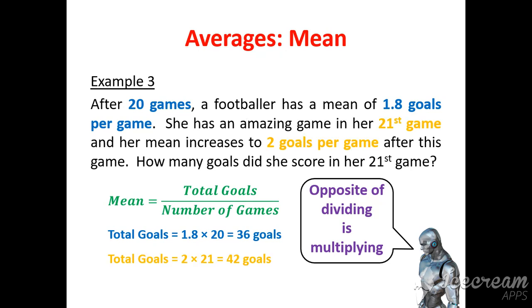If we were to repeat that for her 21st game, after 21 games she had an average of 2 goals per game, so the mean times the number of games gives a total number of goals of 42 goals. Well, now we can say she scored 6 goals because 36 plus 6 more gets us up to 42. So she must have scored 6 goals in her 21st game.